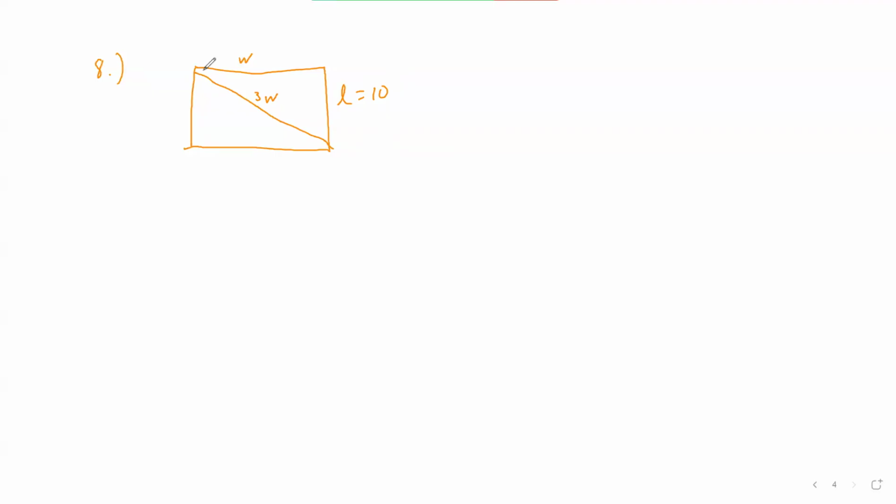Yes, because the fact that we have the diagonal, a rectangle has 4 90-degree angles. So technically, we are looking at a triangle inside of a rectangle. Very good. Correct. All right. Sounds good. And remember the formula is a squared plus b squared equals c squared.